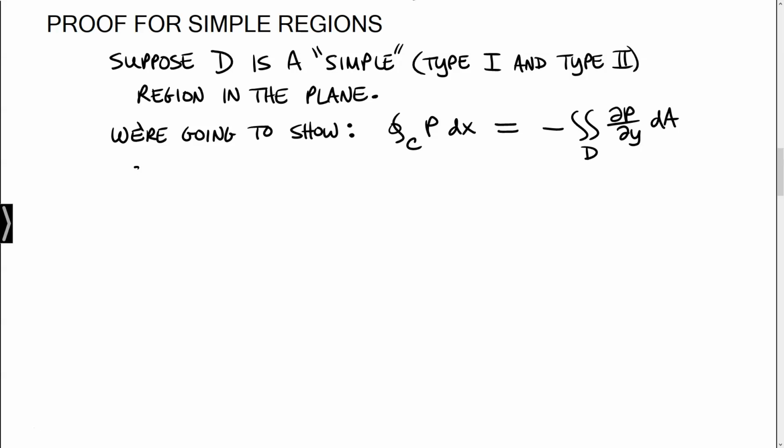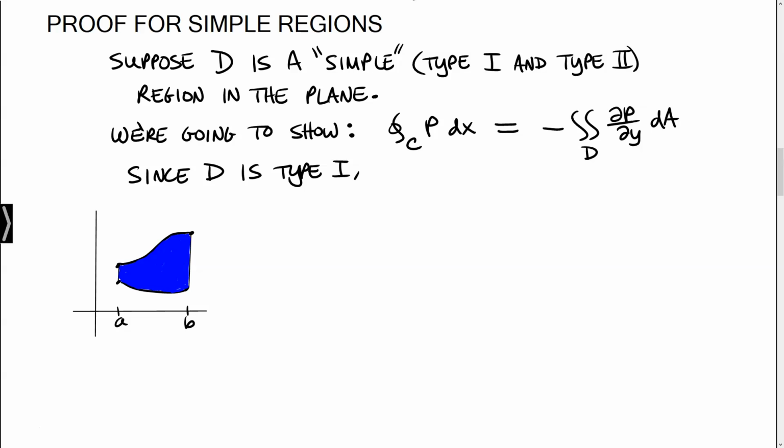So since D is a type 1 region, that means it looks like this. So let's say this on top is y equals G2 of x. And on the bottom, this is the graph of y equals G1 of x. This is what it means to be a type 1 region. So between a and b. Now we can split this up then into 4 pieces. So let's say that this is C1, then we're going to go over C2, C3, and then back over here, C4.